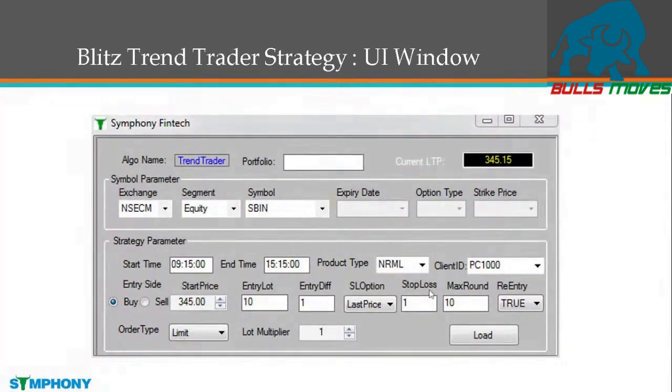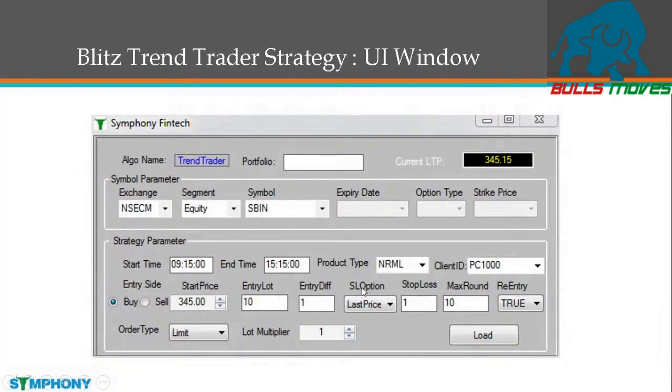And then there is the stop loss. So you can mention the stop loss in points, 1 point or 2 points. Let's say we have mentioned the stop loss is 1. So whatever you have bought at 345 rupees, system will place the stop loss order at 344 rupees.